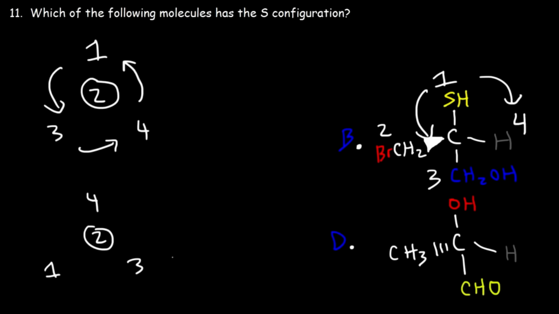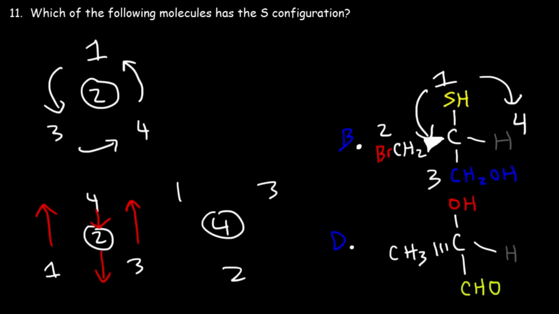Now what we're going to do is flip the molecule. We're going to flip it in such a way that number 4 is going to kick out number 2. So 4 is going to be in the front. 1 and 3 are going to flip in the upward direction. So 4 is in a circle, 2 has been kicked out, and 1 and 3 are at the top now.